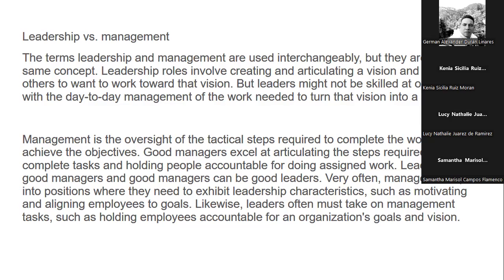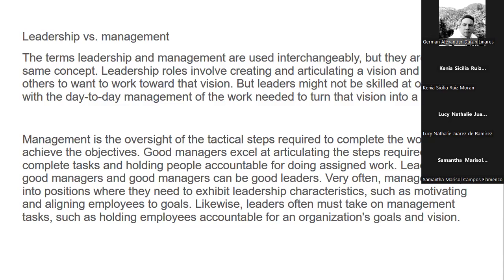Leaders can be good managers, and good managers can be good leaders. Very often, managers are put into positions where they need to exhibit leadership characteristics, such as motivating and aligning employees to goals. So both are related, and it's very good if you are a leader and also a good manager. Likewise, does anybody know what likewise is? It could be like equal, similarly, something like that. Likewise, leaders often must take on management tasks, such as holding employees accountable for an organization's goals and mission. So there is the difference, right? Leadership is more for inspiring, and management is more for achieving the goals of the company.